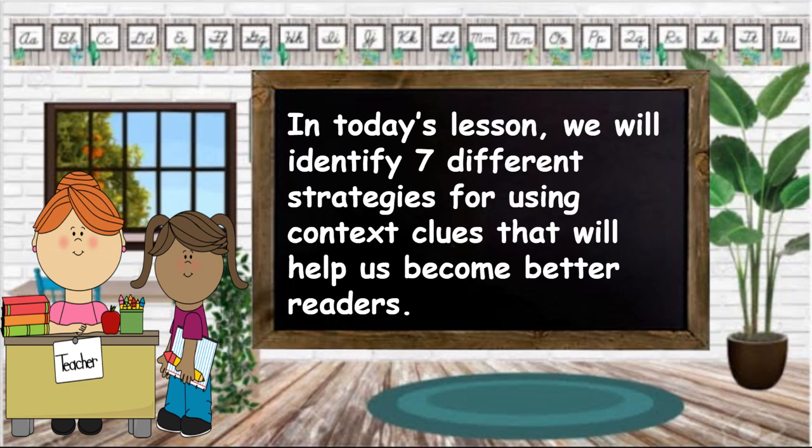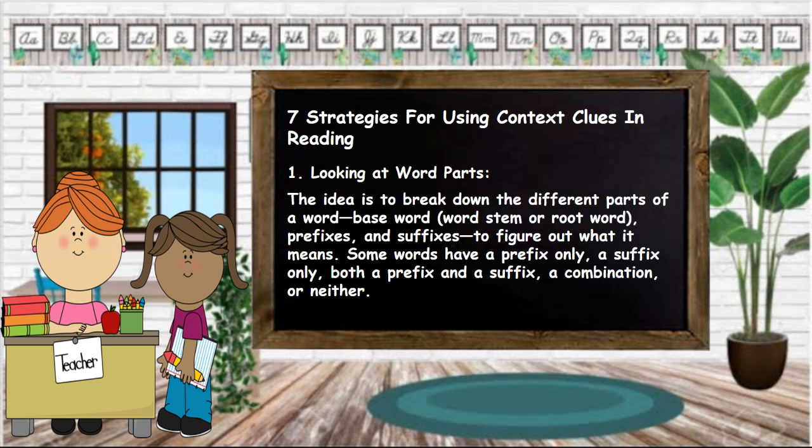In today's lesson, we will identify 7 different strategies for using context clues that will help us become better readers. So let's look at 7 strategies for using context clues in reading. Here's number 1. Number 1 is looking at word parts.